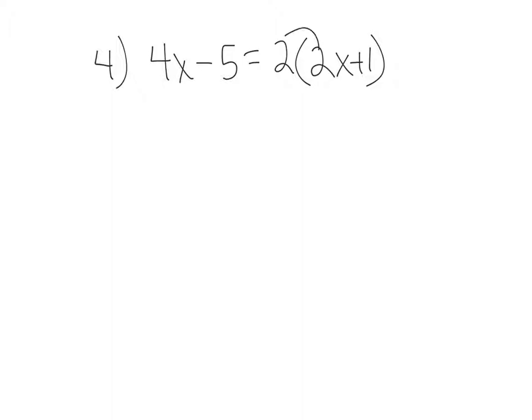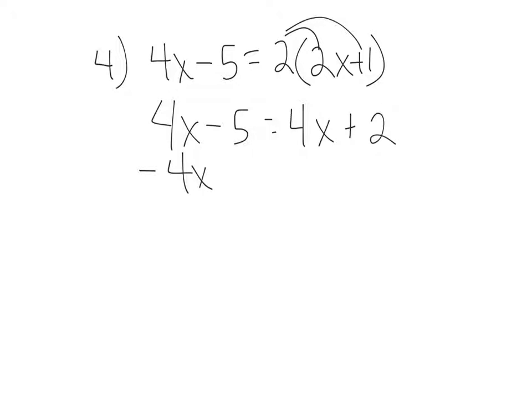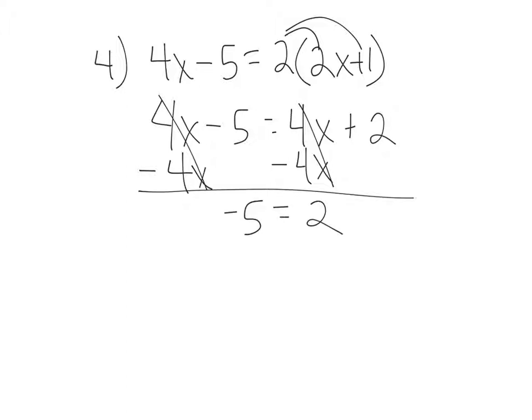This problem, very similar. We're just going to distribute first. So 2 times 2x is 4x, 2 times 1 is 2. And again, you might notice here variables are the same, constants are different. If you don't see it or just want to clarify things here, subtract 4x on both sides, you get negative 5 equals 2, and that means no solution.